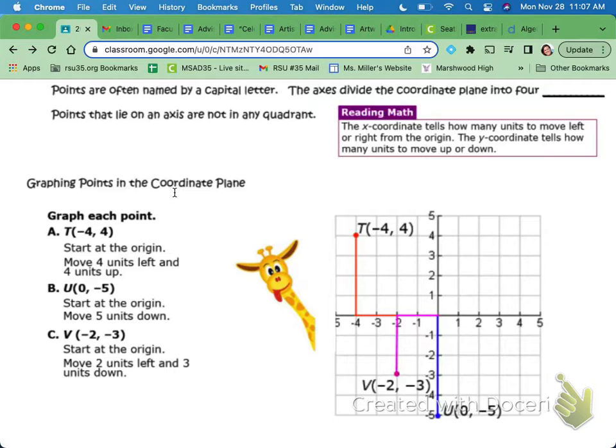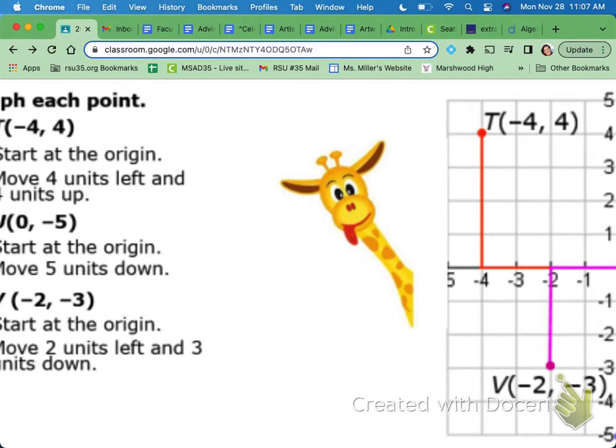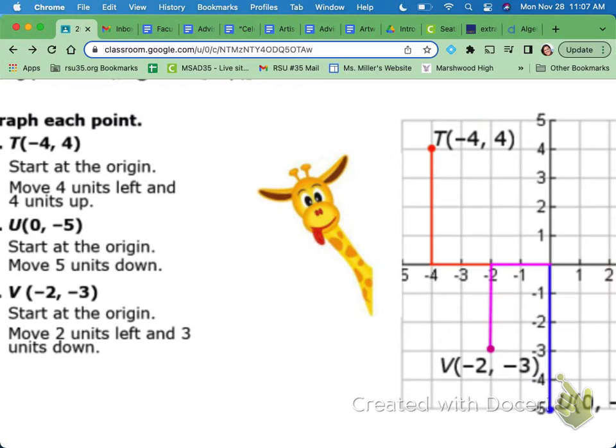In this reading math box, it says the x-coordinate tells us how many units to move left or right from the origin, and your y-coordinate tells you how many units to move up or down. Okay, so if I had to graph the point -4, -4, I would start at the origin, and I would go to the left 4 units, because my x is negative, and I would go up 4 units in the y direction. And that's where point T would be. If I had to plot point U, my x is 0, so that means I'm not moving right or left.